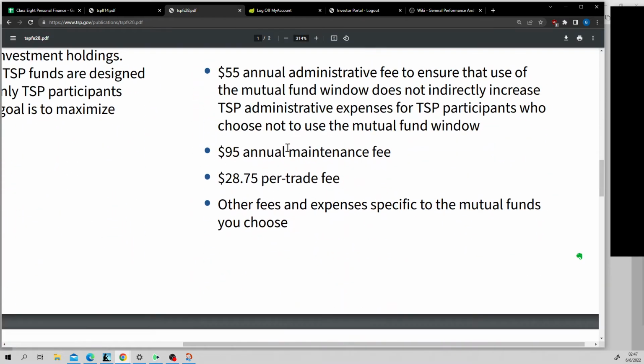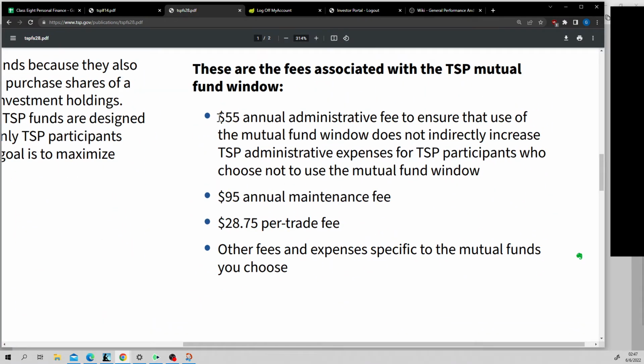And there are additional fees. You've got this $55 annual fee, this $95 annual fee. I can do math. That equals $150. And a $28.75 per trade fee. So you don't want to have too many funds in there because you're going to be paying a lot for those individual trades. And you've got this additional $150 on top of whatever fees and expenses from the mutual funds that you choose.